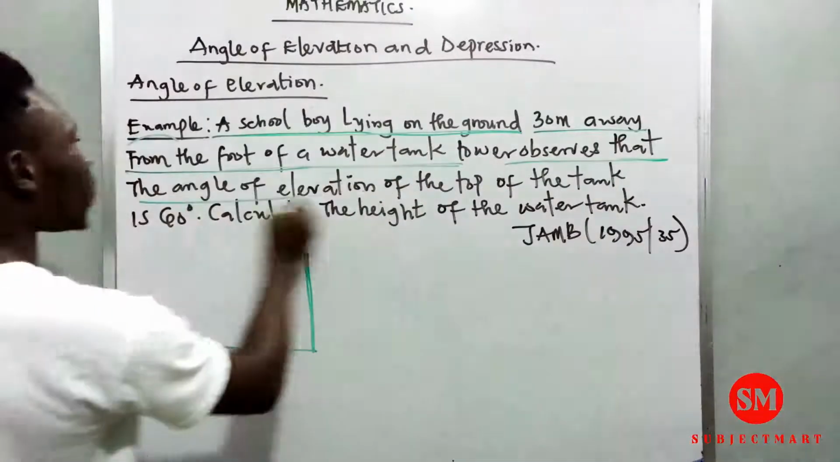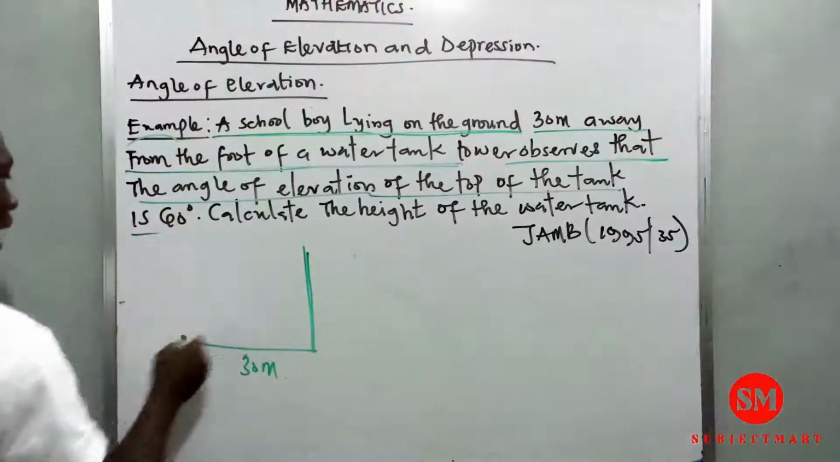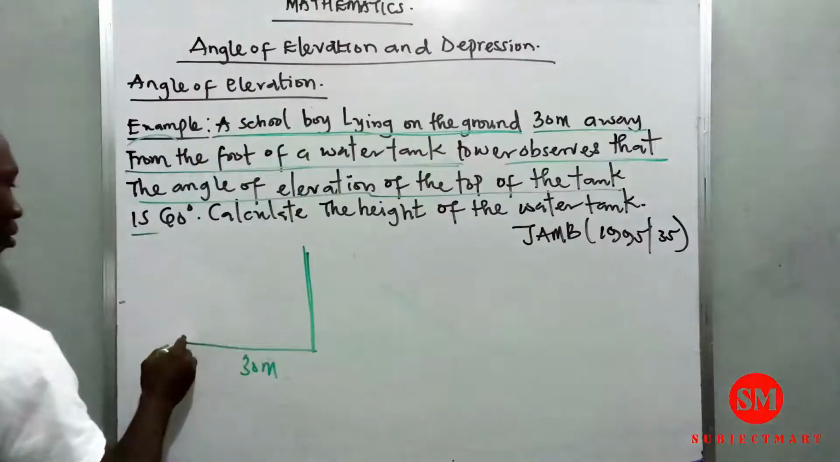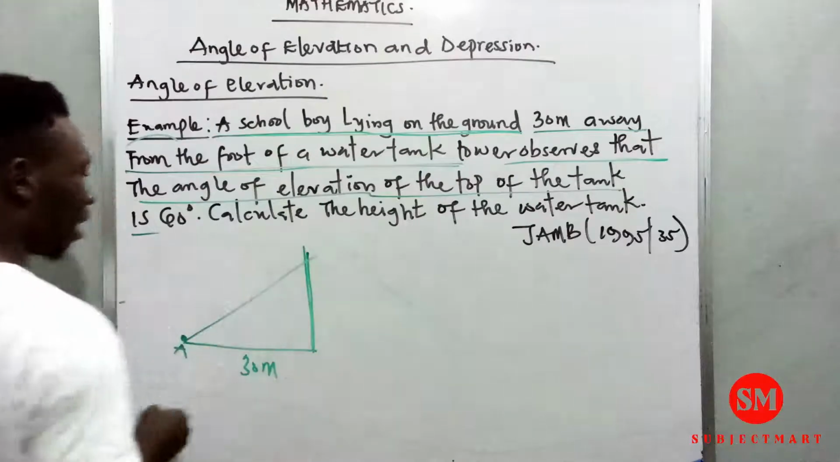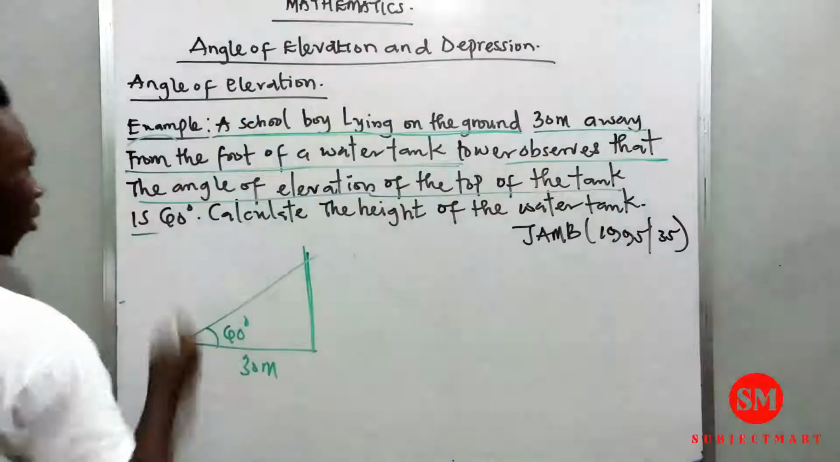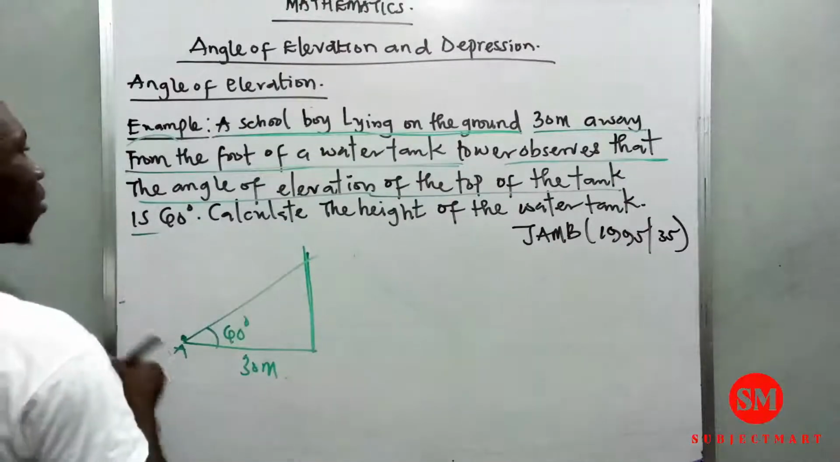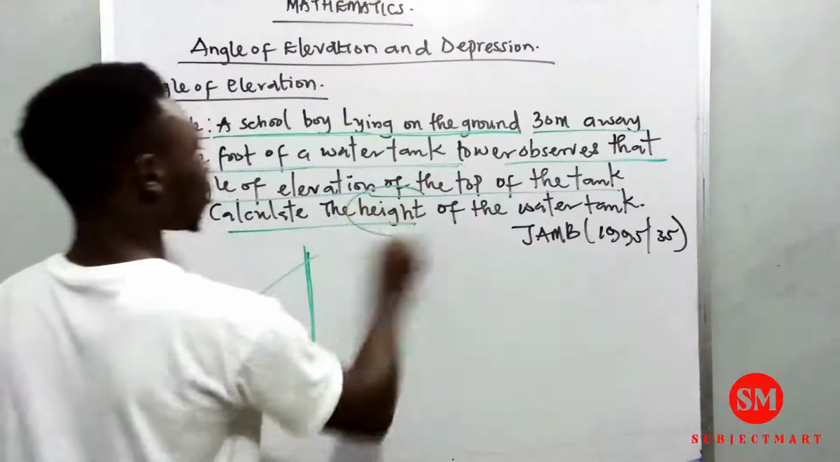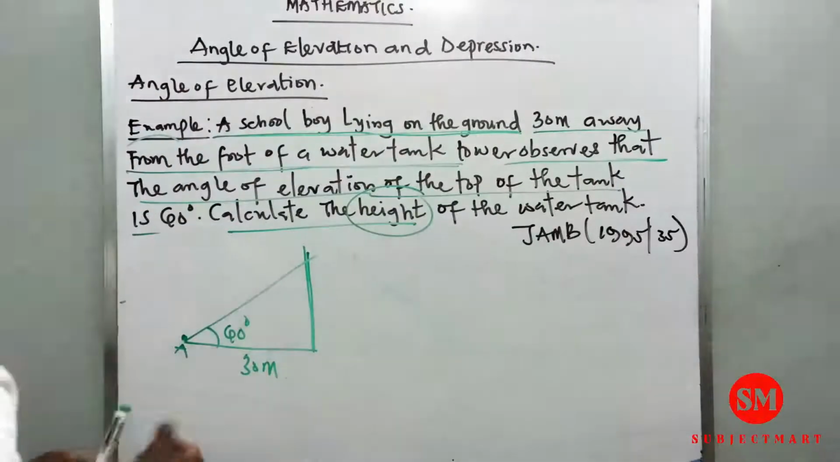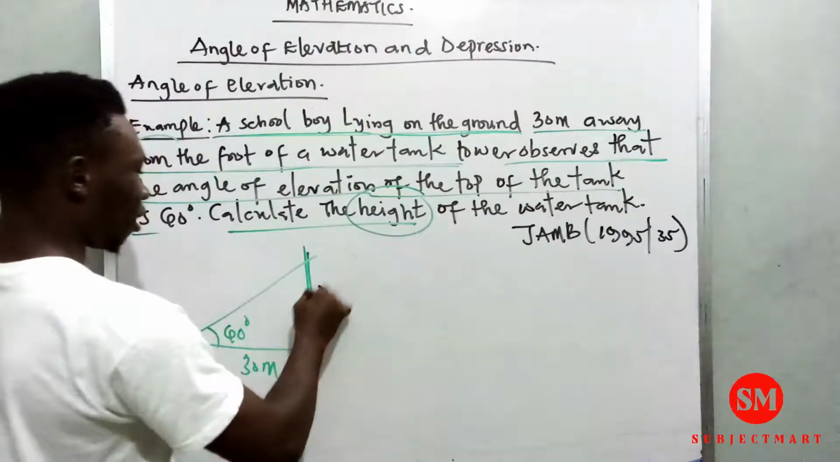He observes that the angle of elevation of the top of the tank, an angle of elevation from these points to the top of the tank, is 60 degrees. Now what they asked us was, calculate the height of the water tank. Let the height be x.